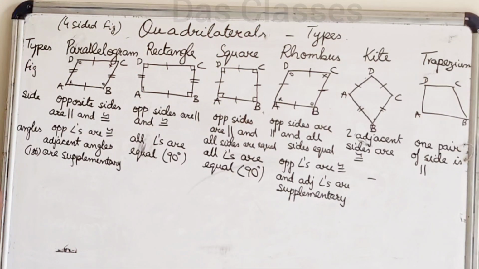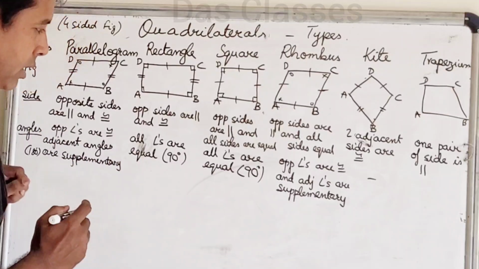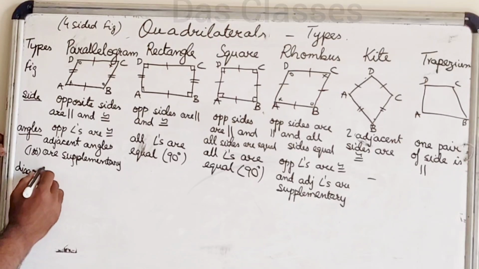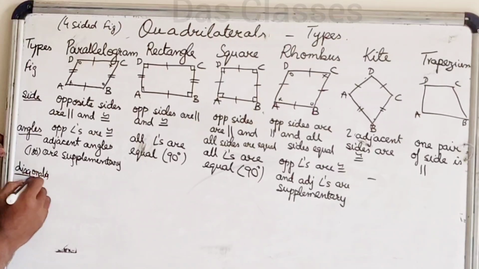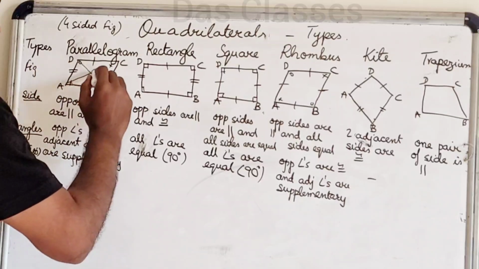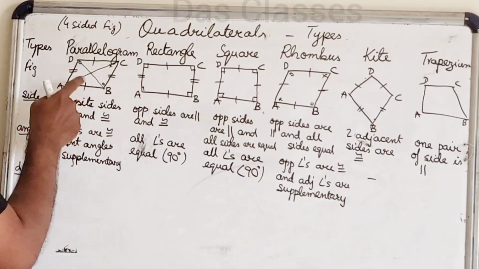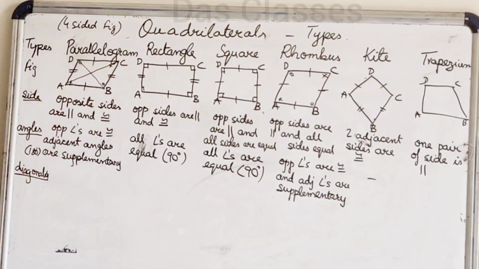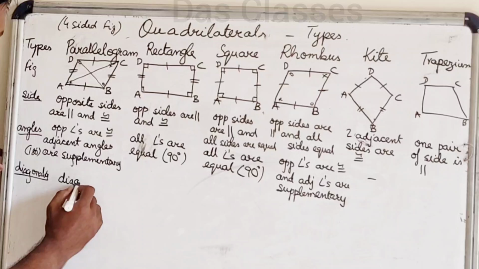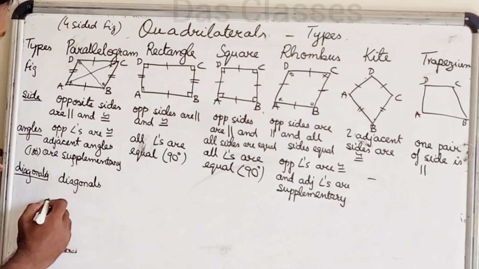Okay, so this is about the angles. The next thing is about diagonals. Property of diagonals. In case of parallelogram, these are the diagonals. BD and AC are the diagonals. In the case of parallelogram, diagonals bisect each other.